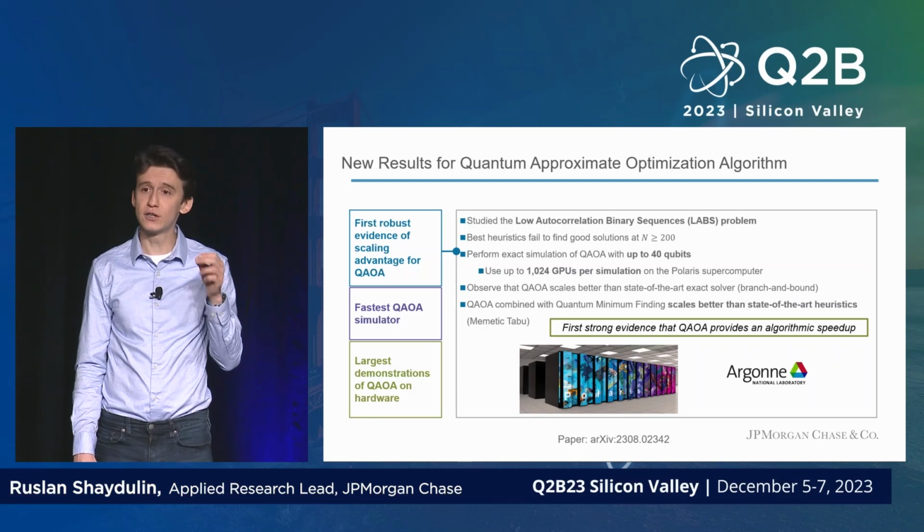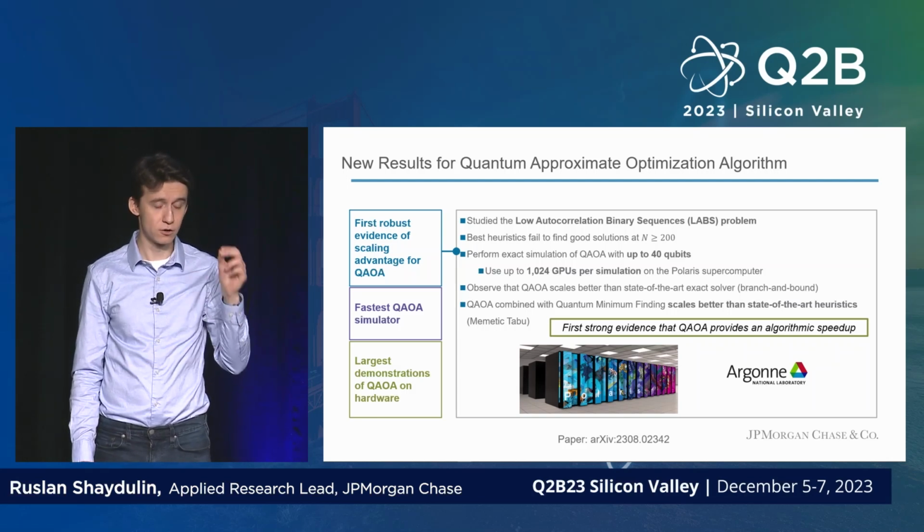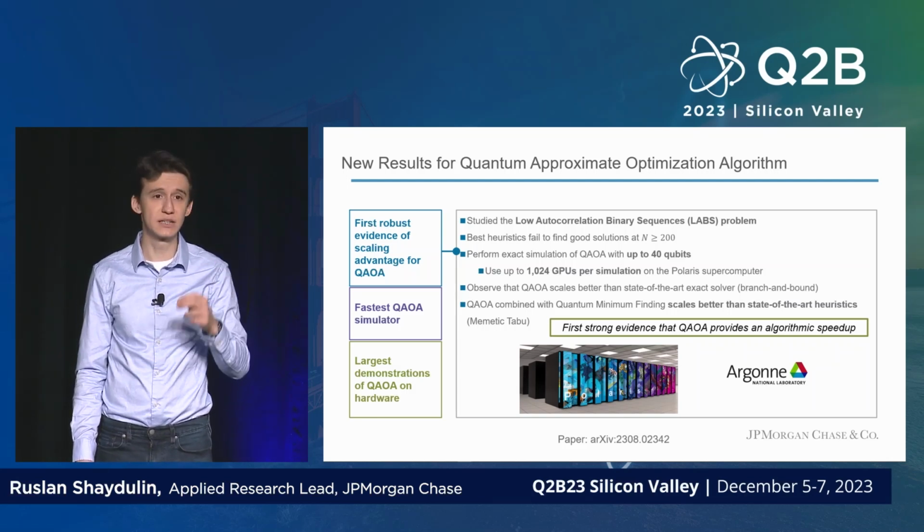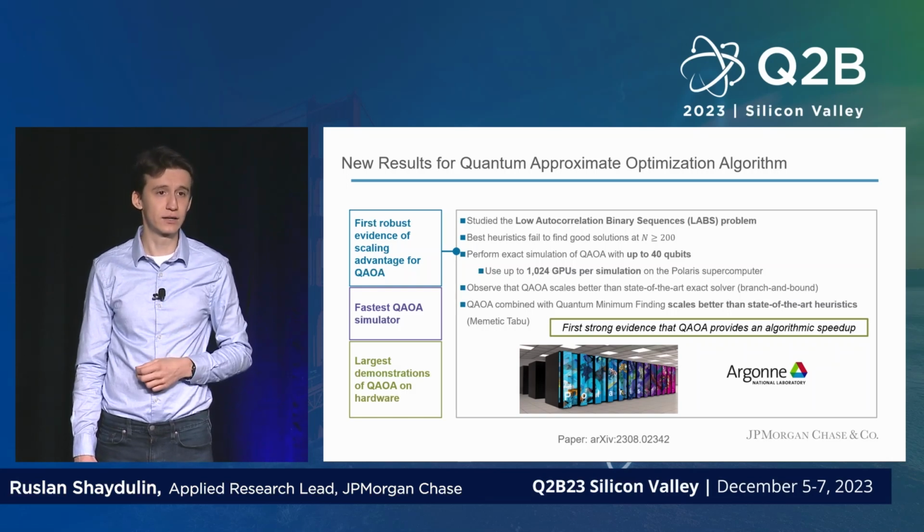We believe this is the first robust evidence that QAOA provides an algorithmic speedup over state-of-the-art classical solvers for some optimization problem.